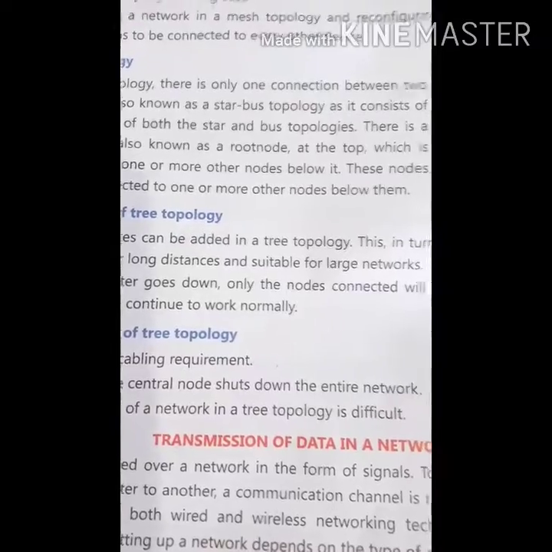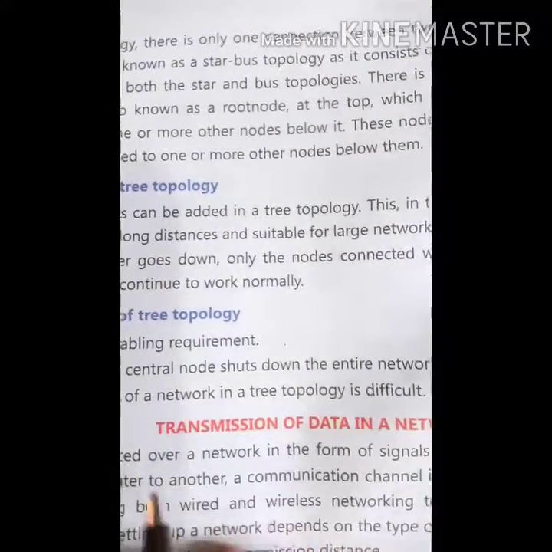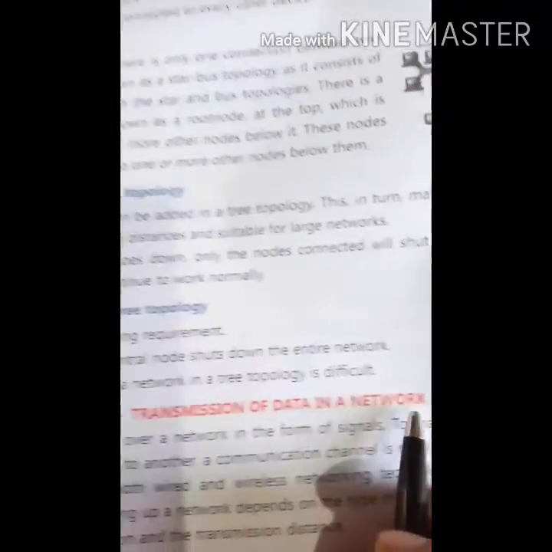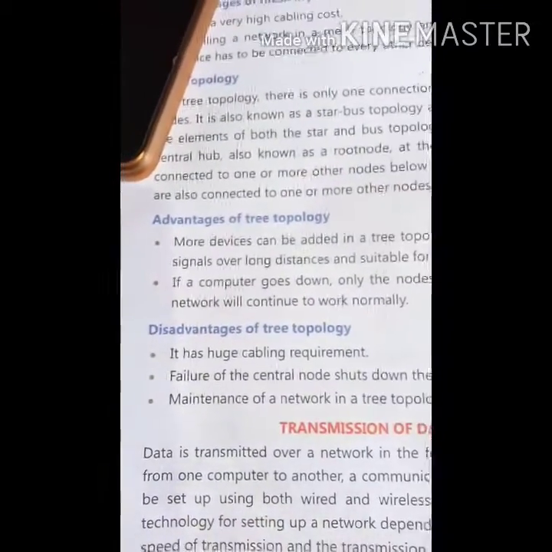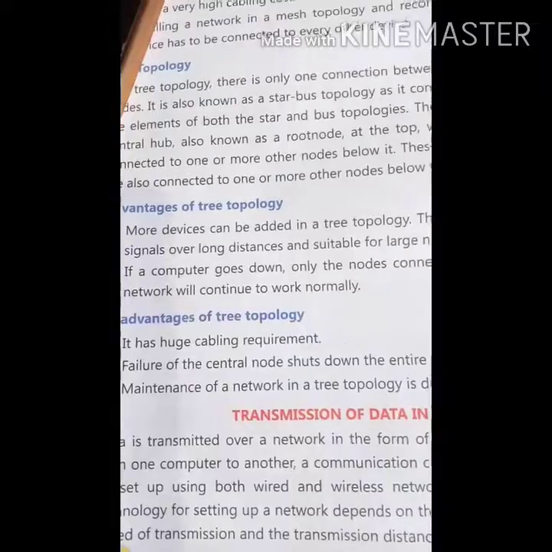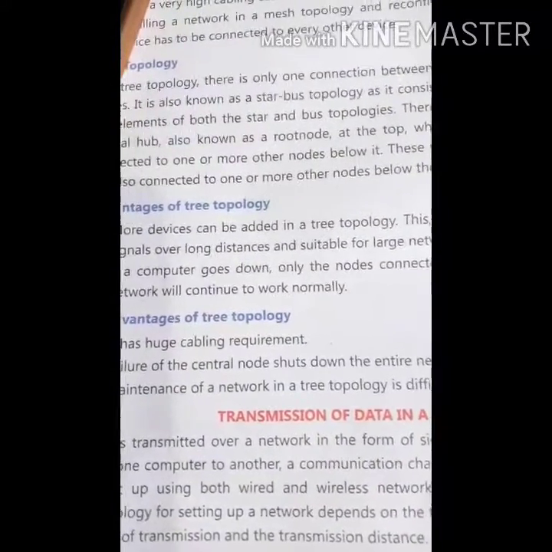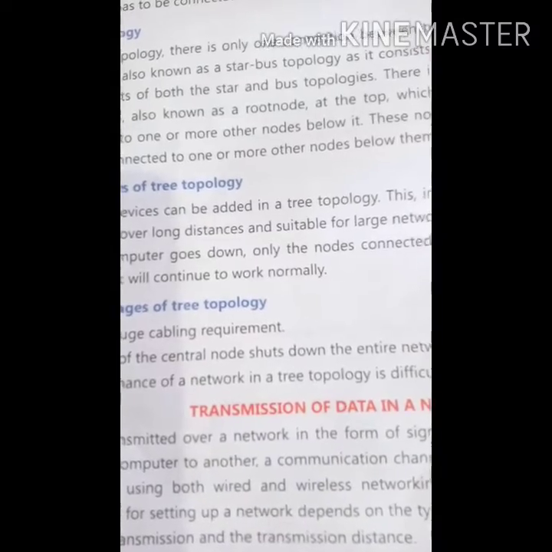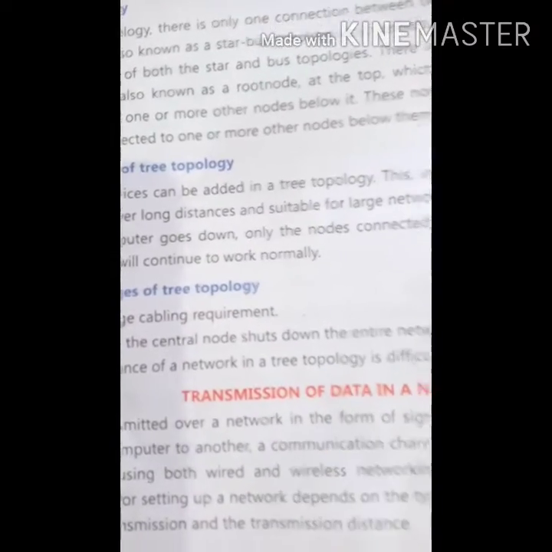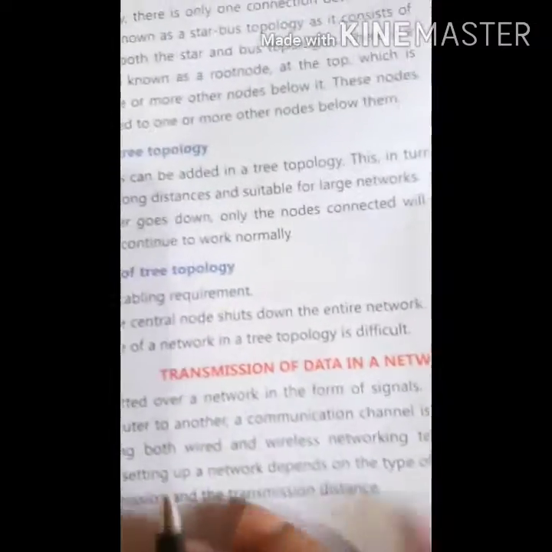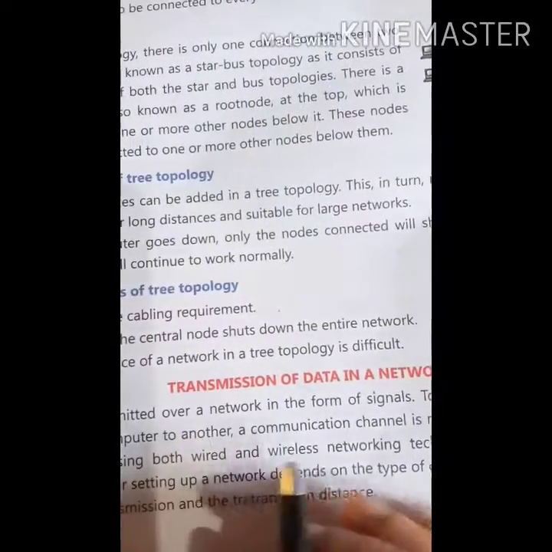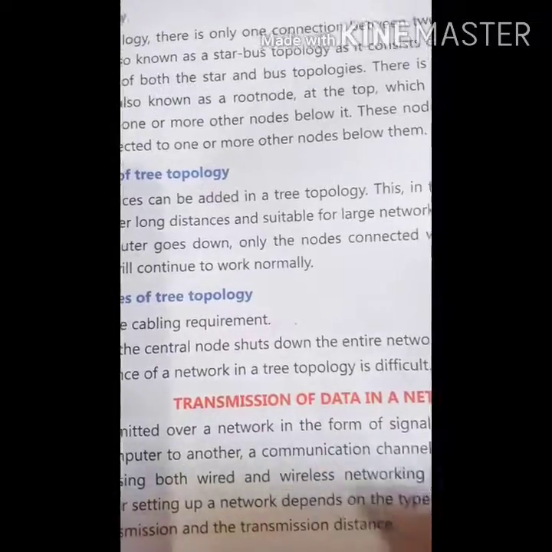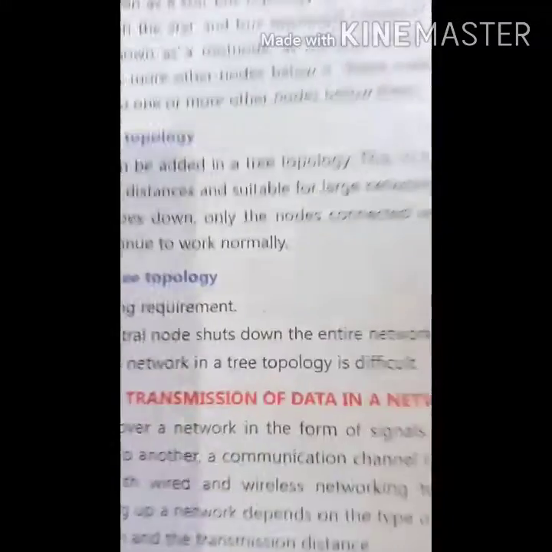Today we will understand transmissions of data in a network. So, how does data transmit over a network? How do we establish a network connection? We establish a network connection with the help of wired cable or wireless. Wired and wireless cable we use to establish a network.